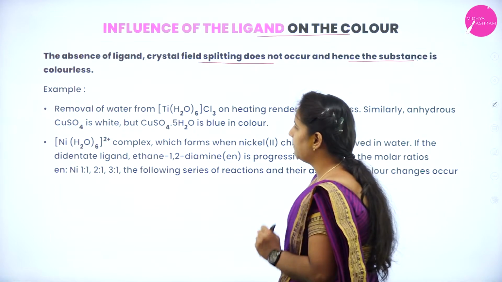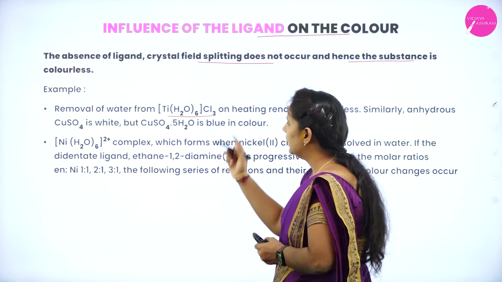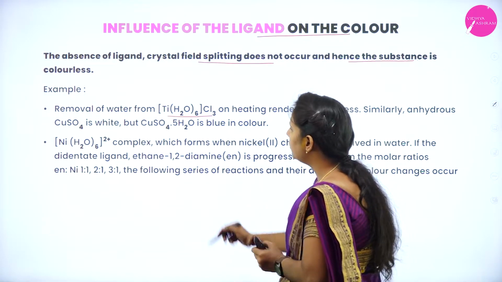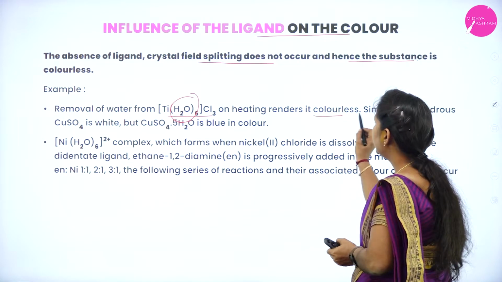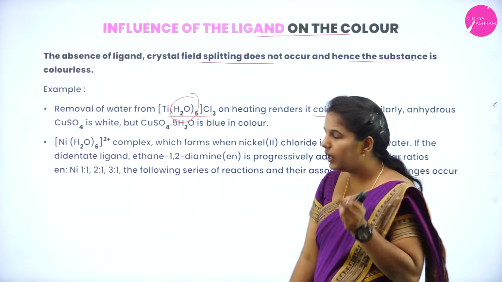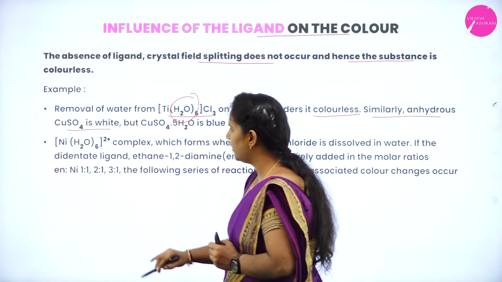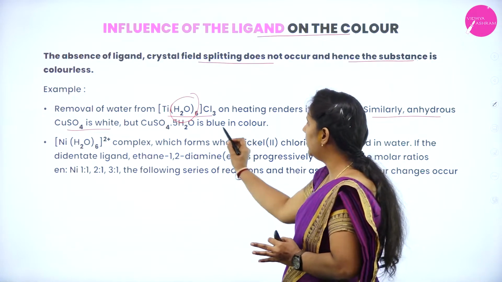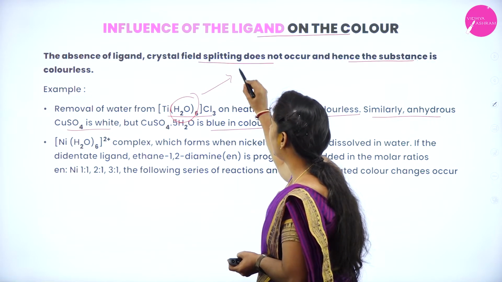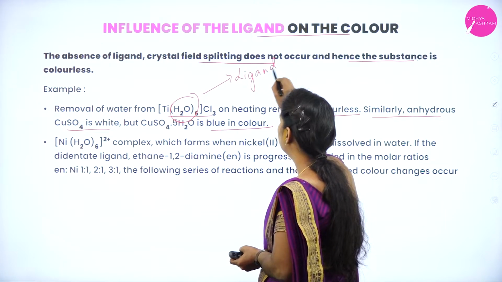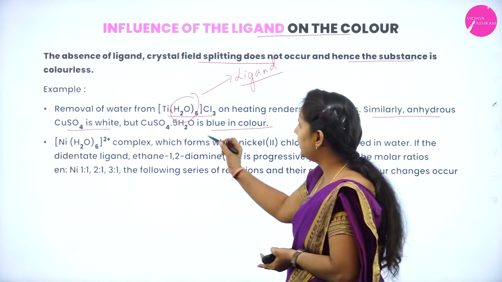So let us take an example here. In hexa-aqua titanium 3 chloride, if you remove the water from this complex by heating, it will become what? Colorless. Similarly, anhydrous copper sulfate is white. When you dissolve it in water, it will become blue in color. This indicates that ligands play a very important role in giving color to the complexes. Is it right? Yes.